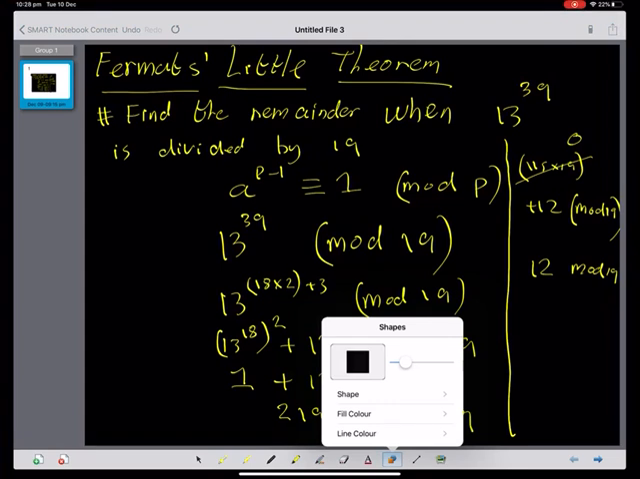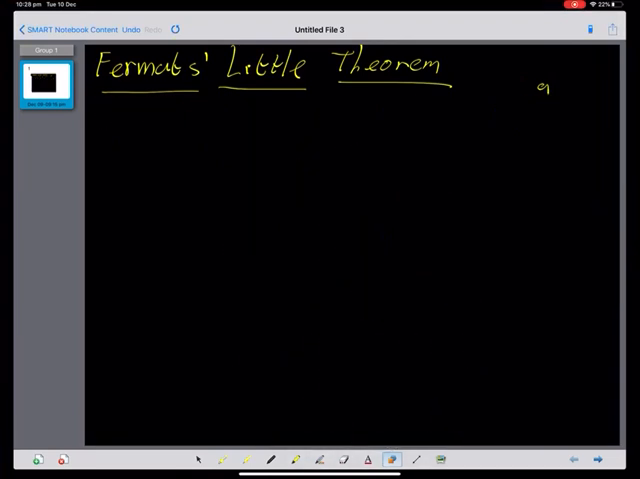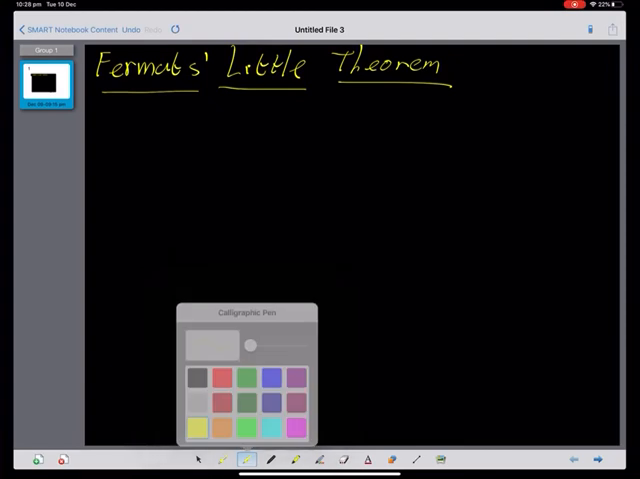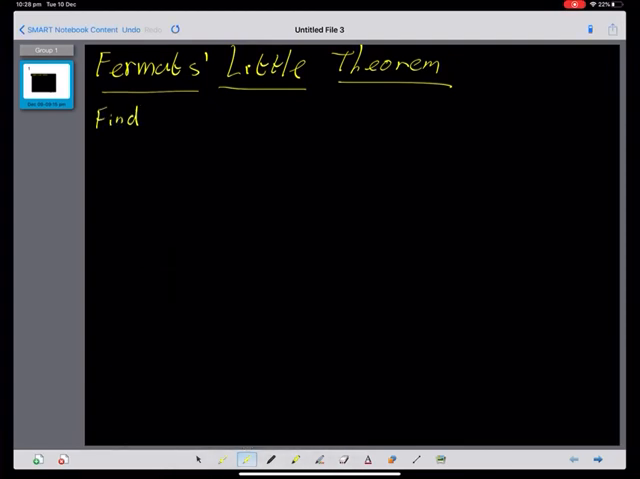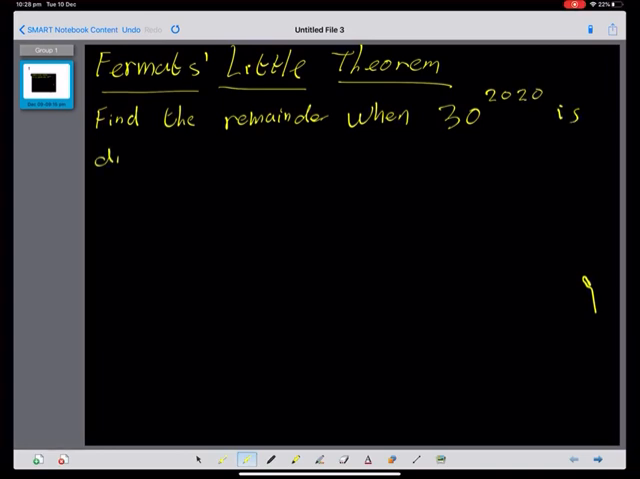Let's look at another problem. You may want to pause the video and see if you can answer this problem. Okay, so the problem is find the remainder when 30 to the power of 2020 is divided by 19. So we've got mod 19 again.